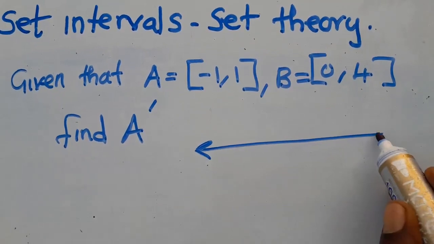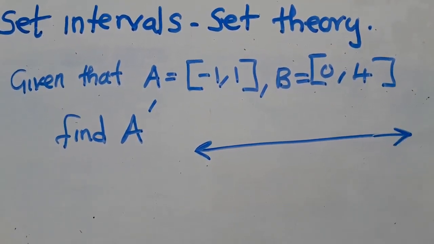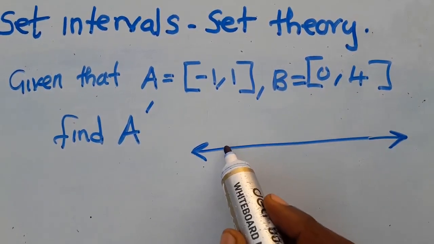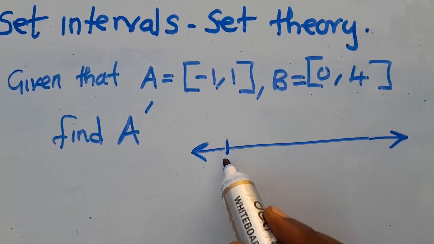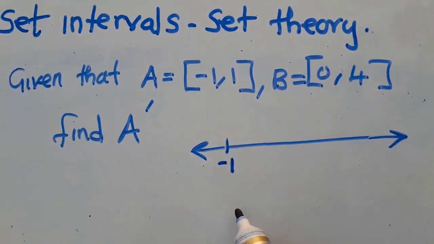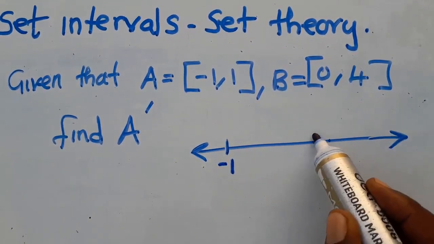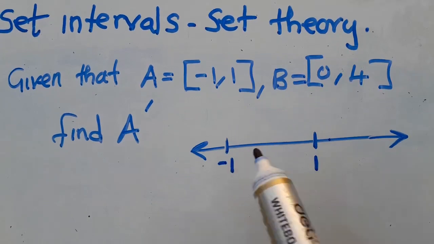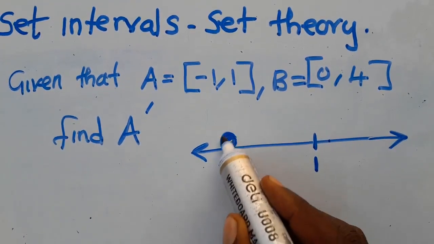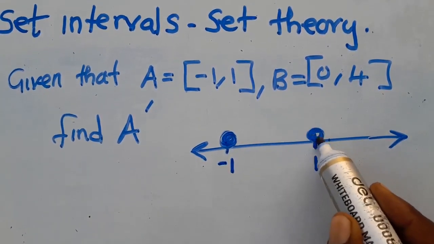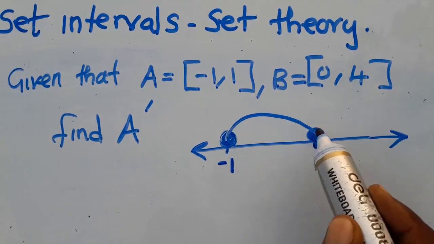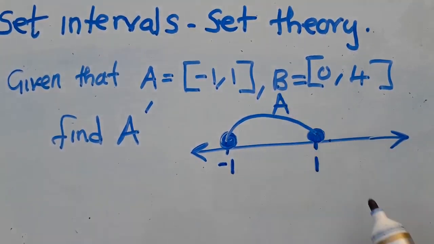So this is how you are going to draw a number line, like this. Then you know that A is from -1, so you put -1 here, then to 1. So you put a 1 there. How is it? All these are included. This is included, I do this. This is also included, I do that. So the set that I'm talking about is this set here. I'm going to say this is my A.